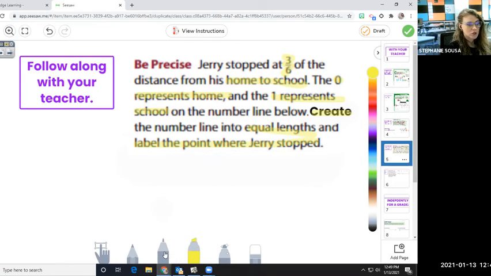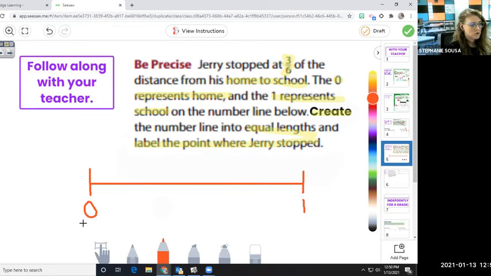Okay, so we're going to draw step 1. Draw the whole thing. It said that his home is at 0. It said that his school was at 1. So I might draw a picture of his house to be at 0. And his school is at 1. Okay, so step 1, draw the whole line. We've done that.